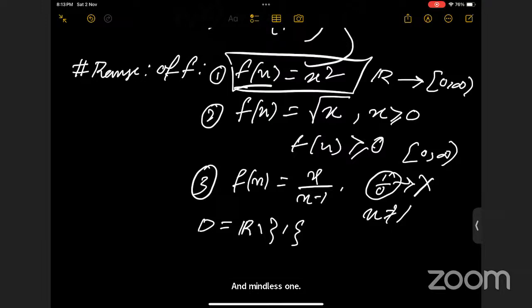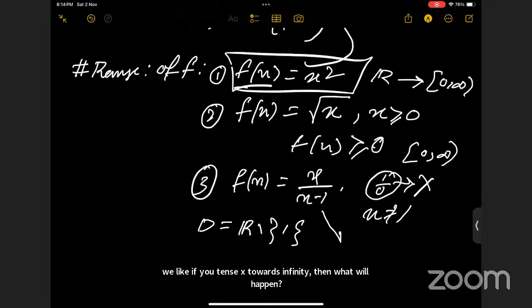And what will be the range? You can simply analyze the function. If x tends towards infinity, then what will happen?